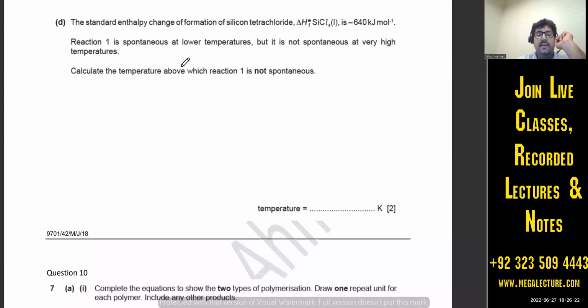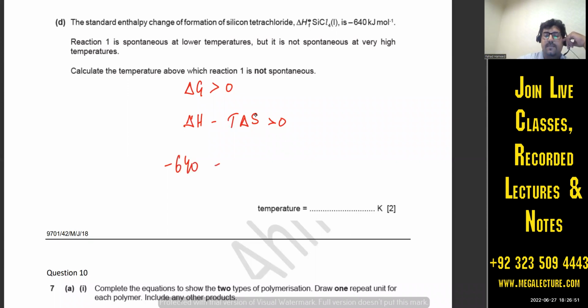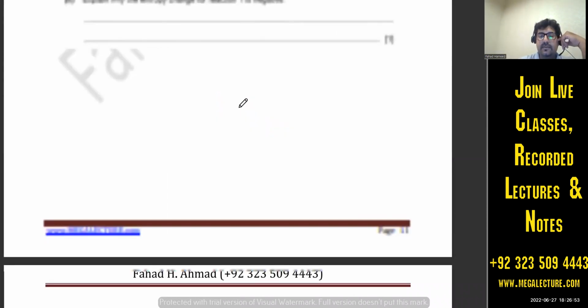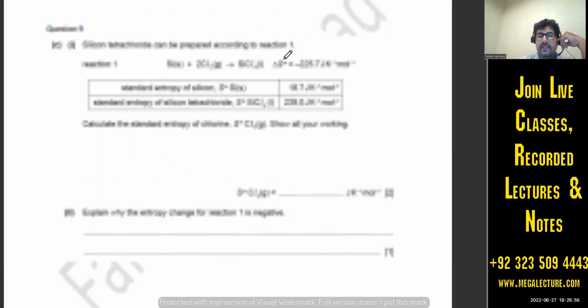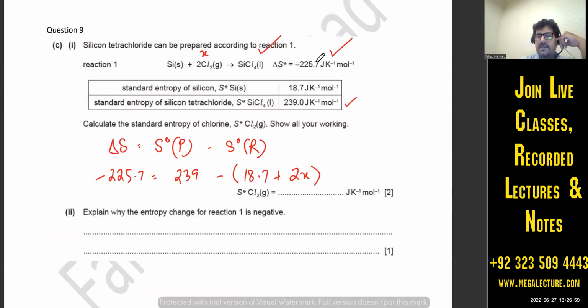So he's asking calculate the temperature above which reaction 1 is not spontaneous. So that means delta G must be greater than 0. That means delta H minus T delta S must be greater than 0. And you just plug in the values. They've given you the enthalpy value, that's minus 640. Delta S was also given to you, which is over here, that's minus 225.7.